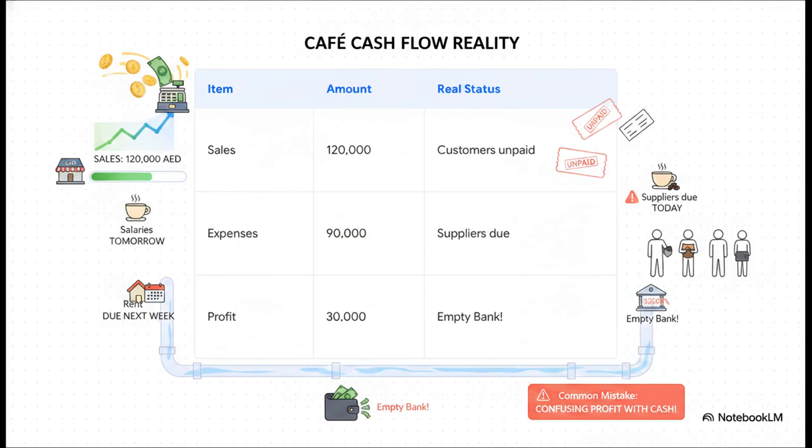Just imagine you own this fantastic little cafe. It's been a super busy month. You've made AED 120,000 in sales. Your expenses for the month were AED 90,000. So your profit is AED 30,000. That's a fantastic result. You're profitable.